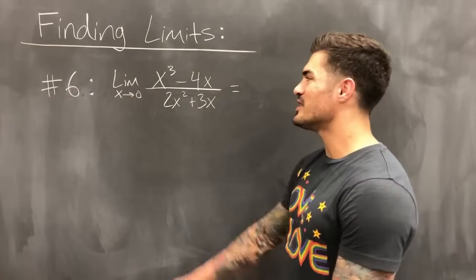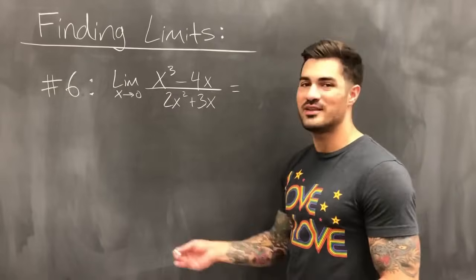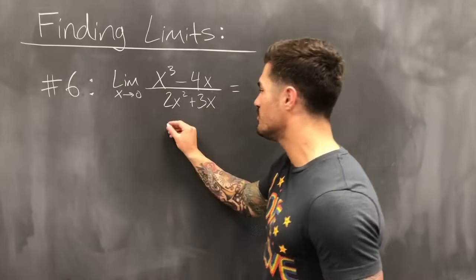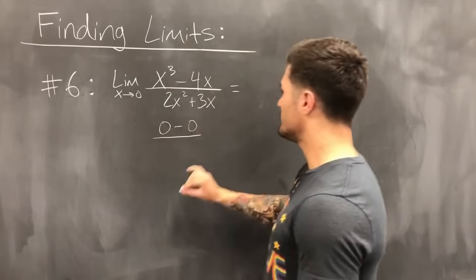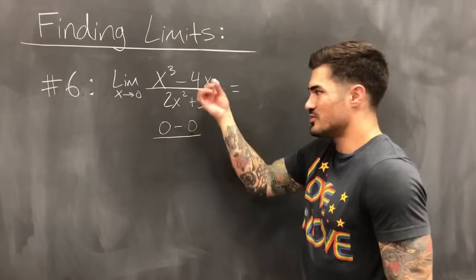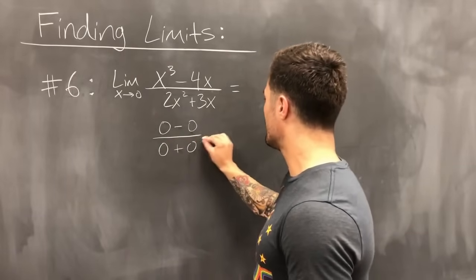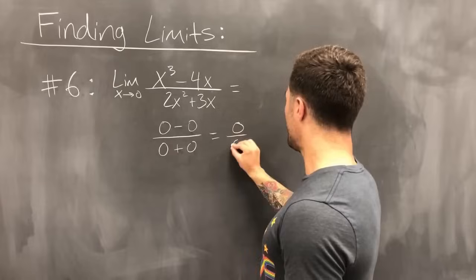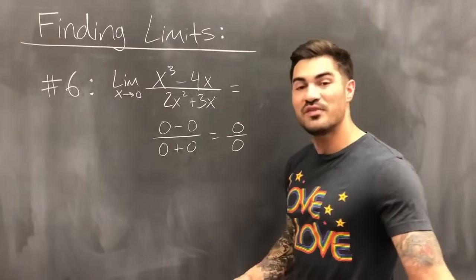All right, number 6, the limit as x approaches 0. So what do we do? We go ahead and plug in 0 to our function. So I get 0 cubed, that's just 0, minus 4 times 0, that's 0. Let's see, 0 squared is going to be 0, so 2 times 0 is 0. Oh, this is going to be 0 over 0, okay? So that means there's most likely a hole in the graph of this function, so our limit will most likely exist. But how do we find out for sure?